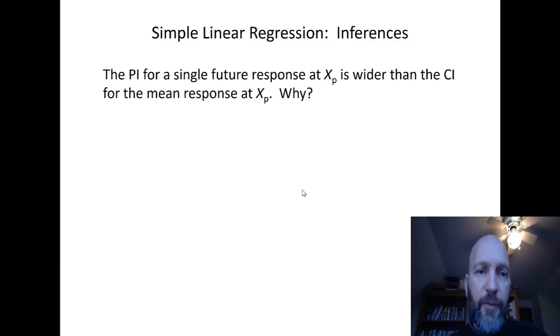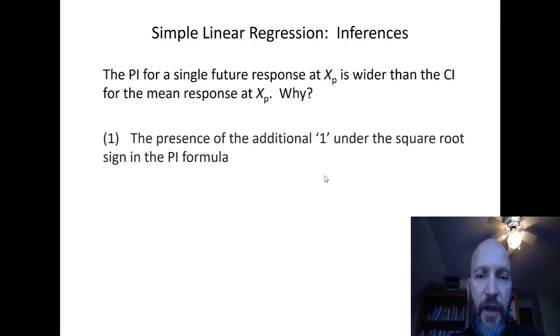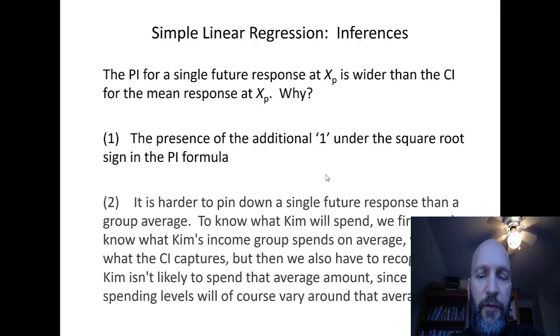You maybe noticed that the prediction interval for Kim was much wider than the confidence interval for the mean response. And why is that? Mathematically, it's easy to see. There's an extra 1 inside the radical, and that makes the interval bigger. But intuitively, what's going on here? Well, it's going to be more difficult to pin down a single future response than it is a group average.